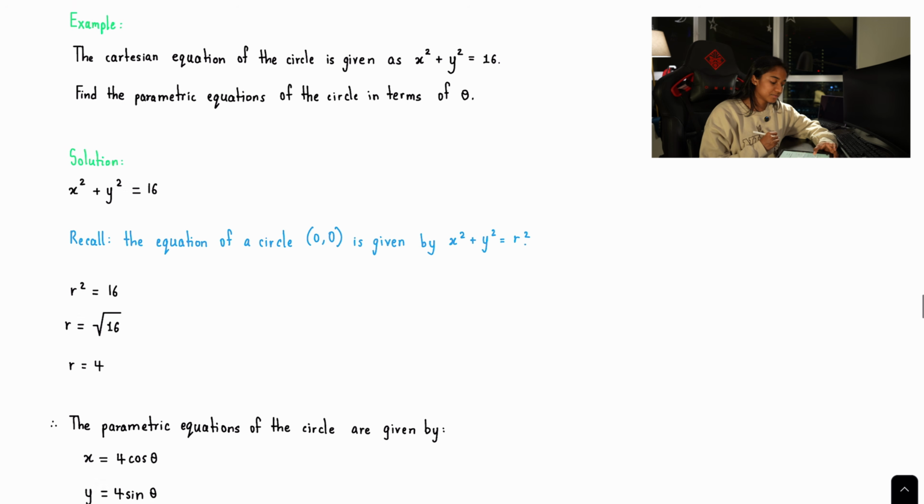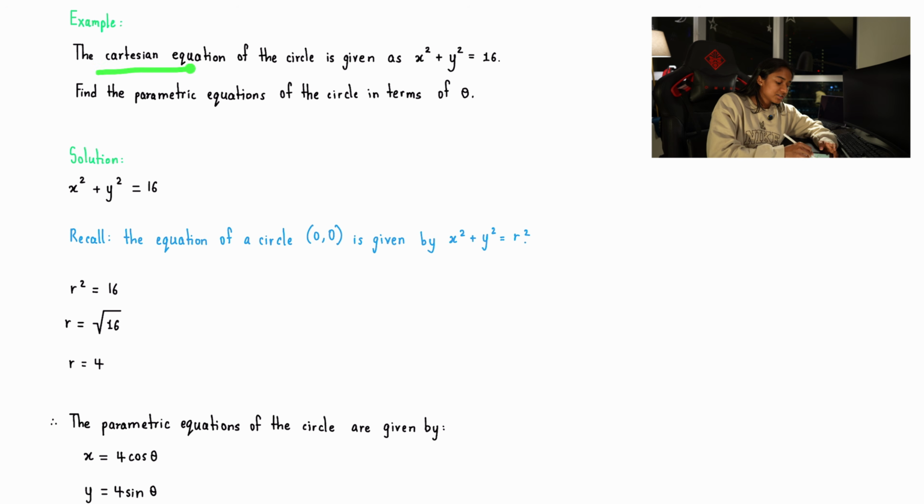Now let's look at this example. This is an easy one. The Cartesian equation of the circle is given as x squared plus y squared is equal to 16. Find the parametric equations of the circle in terms of theta. So the solution is as such. x squared plus y squared is equal to 16. We can recall the equation of the circle with center 0, 0 is given by x squared plus y squared is equal to r squared. Remember the center would be 0, 0 because of the form. So r squared is equal to 16 based on the form as well, and we can solve for r by simplifying it, which is the radius.